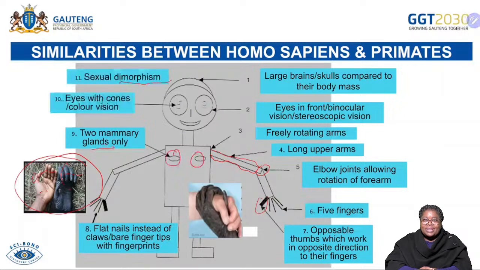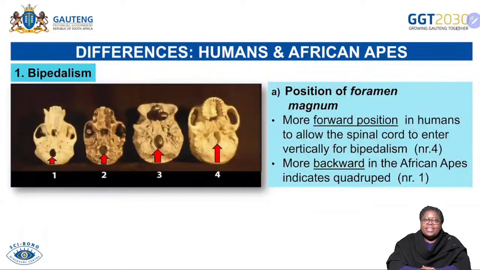So right now in class, I can differentiate that you are a girl, you are a boy. Same with animals, you can tell that this is a male, this is a female. So we've got sexual dimorphism there. And then let's look at the differences between humans and African apes.